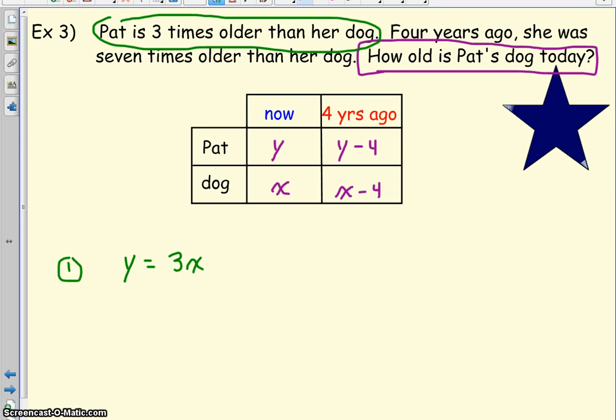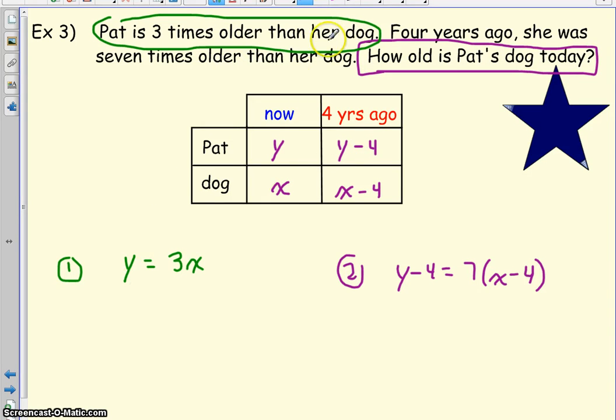Okay, my second equation is telling me that 4 years ago she was 7 times older than her dog. So that means Pat's age 4 years ago, which is Y minus 4, equals 7 times the dog's age, and the dog's age back then was X minus 4. So it's 7 times whatever X minus 4 is in brackets. So there's a nice way of getting two different equations, and then once we have those equations, we can solve them using substitution.